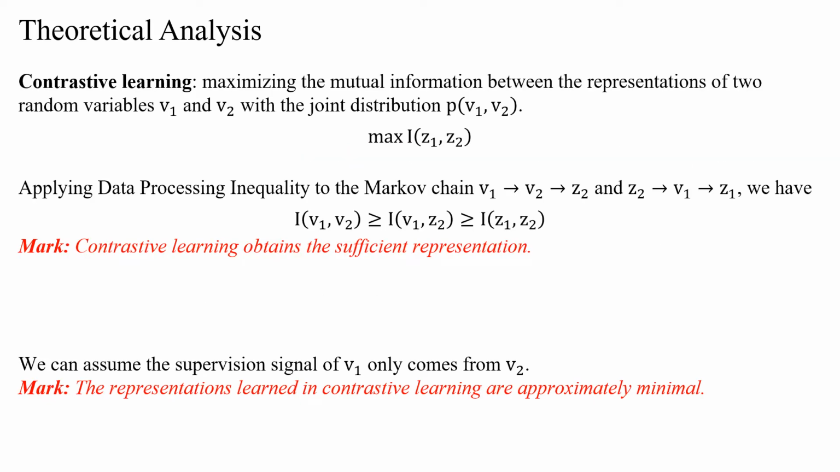Contrastive learning maximizes the mutual information between the representations, and it is upper bounded by the mutual information between views. So when the encoding functions have enough capacity and are well learned based on sufficient data, we can assume contrastive learning obtains the sufficient representation. On the other hand, the sufficient information of one view only comes from the other view, so we can assume the representations learned in contrastive learning are approximately minimal.